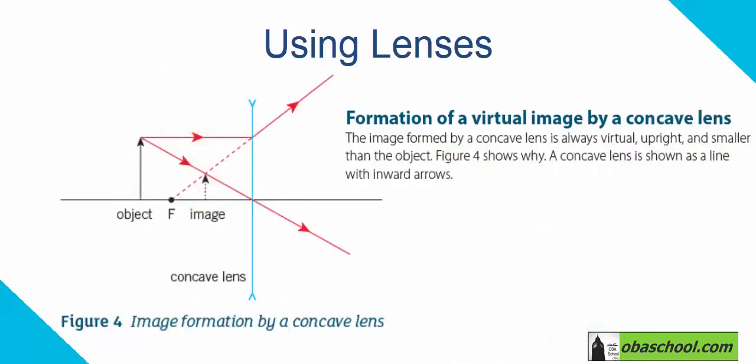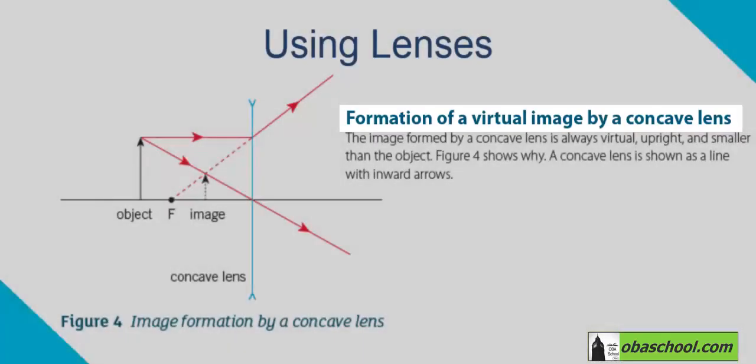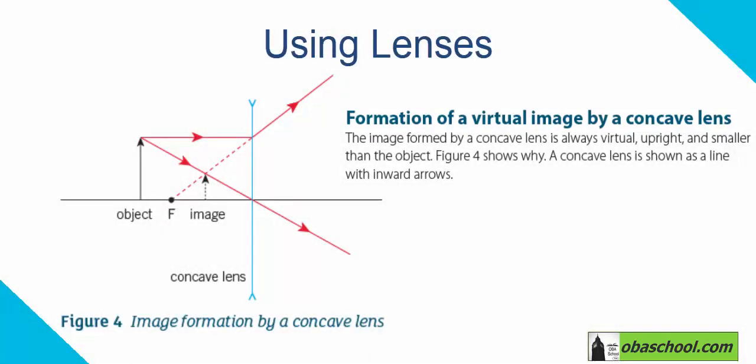But what about concave lenses? Concave lenses only form virtual images. They will never form a real image because none of the images formed by a concave lens can be seen on a screen. So, as you can see here in figure 4, wherever the object is, beyond the principal focus, the rays drawn from a point on the object, the same rays that we learned originate from an object, will diverge because a concave lens, which is the one that has inward arrows, is placed.